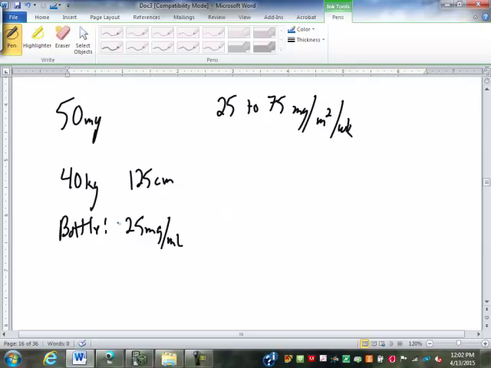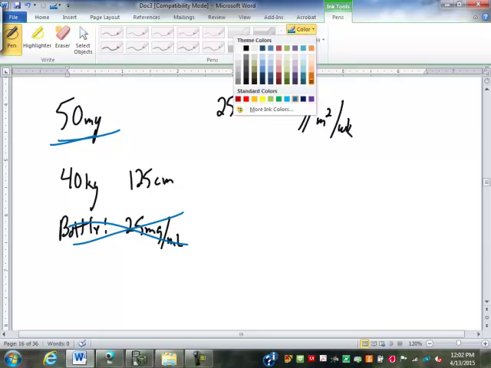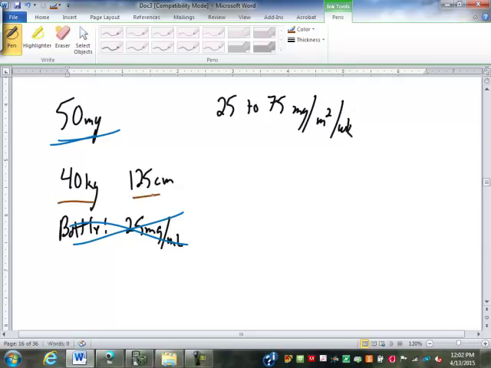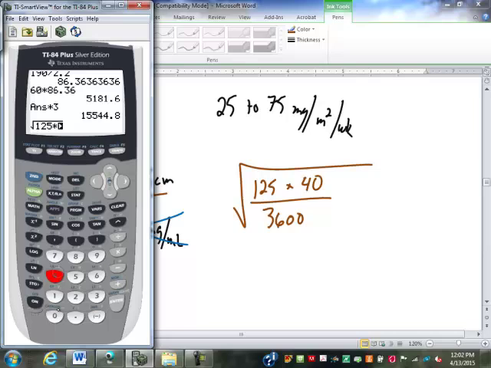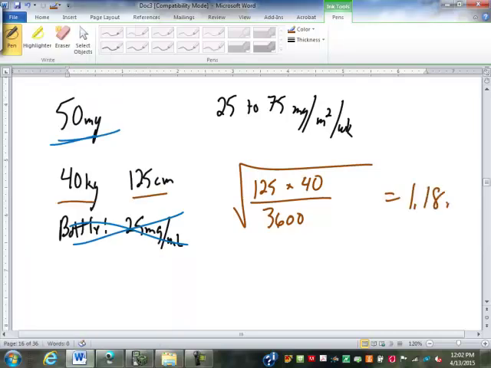Well, first thing, it looks to me like this is useless information. Since the doctor's dose was given in milligrams instead of milliliters, we don't need that for anything. So next, first we got to find out the body surface area, which is going to be the square root of the height times the weight. Since that's in metric, it'll be over 3,600. So square root of 125 times 40 divided by 3,600 is 1.18 square meters.